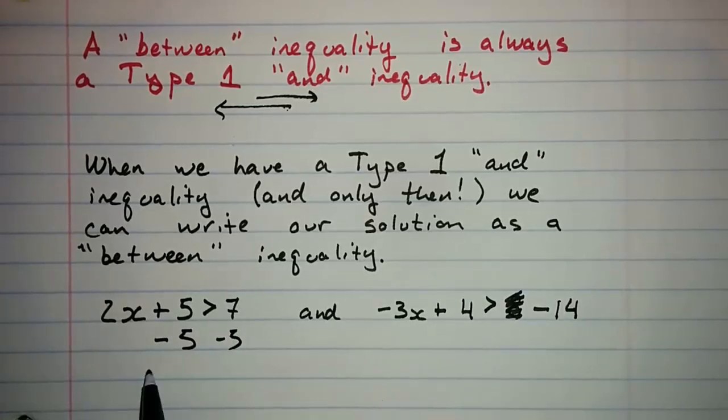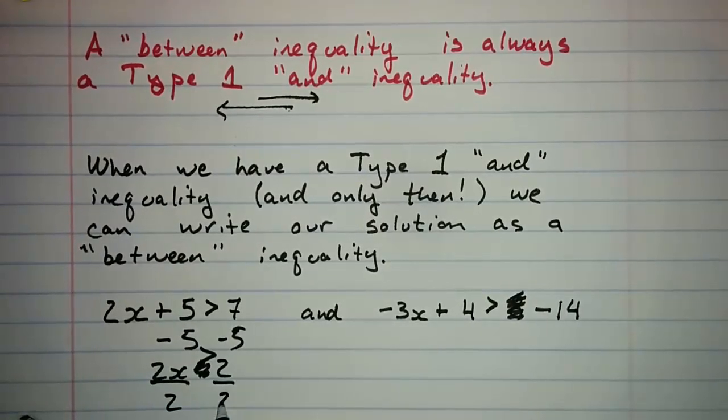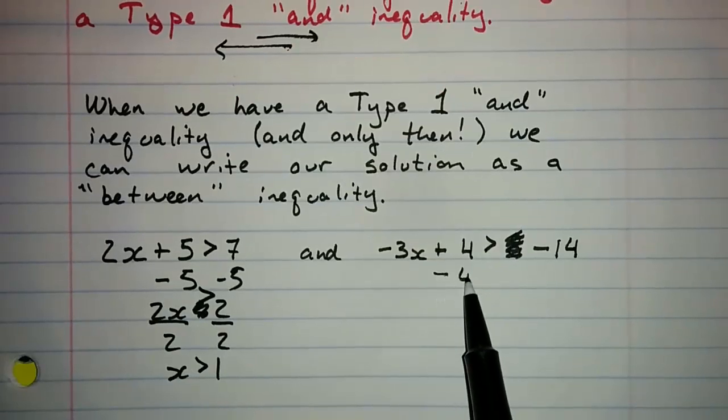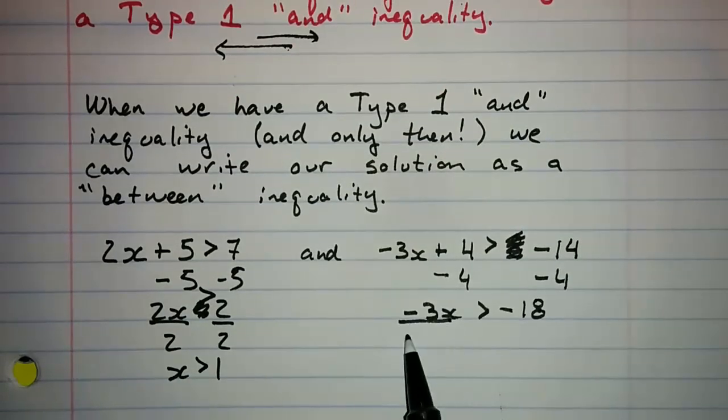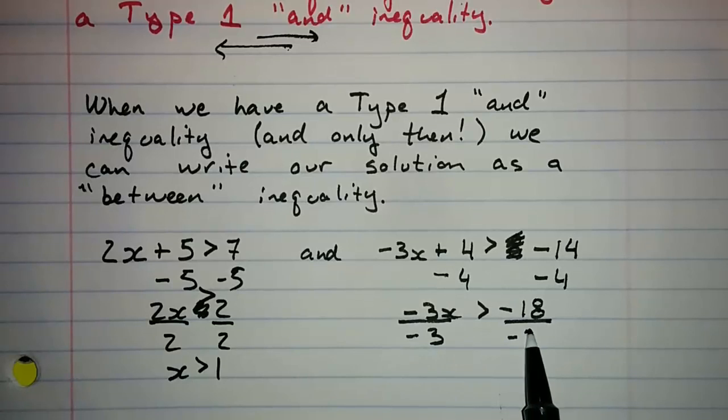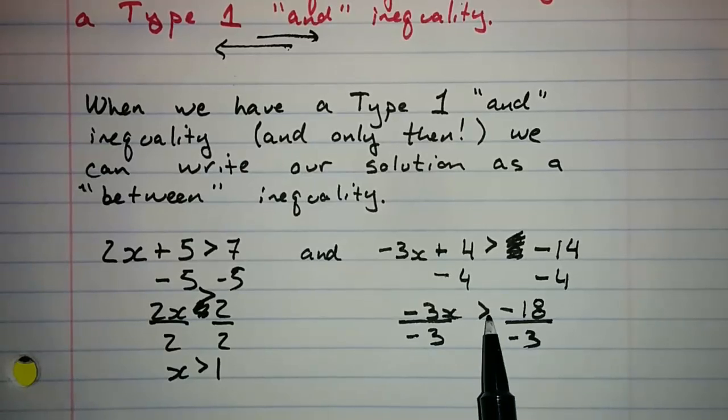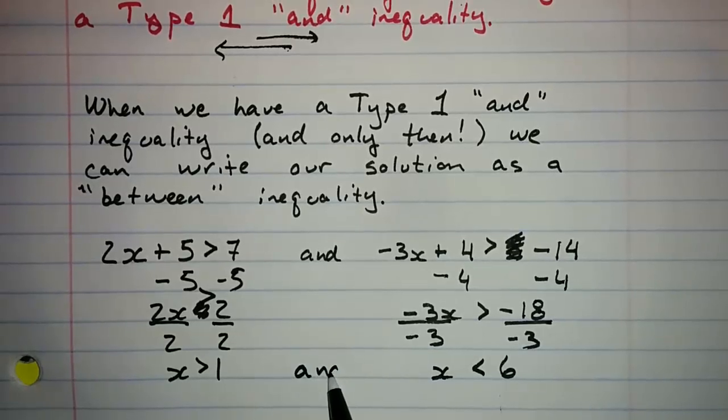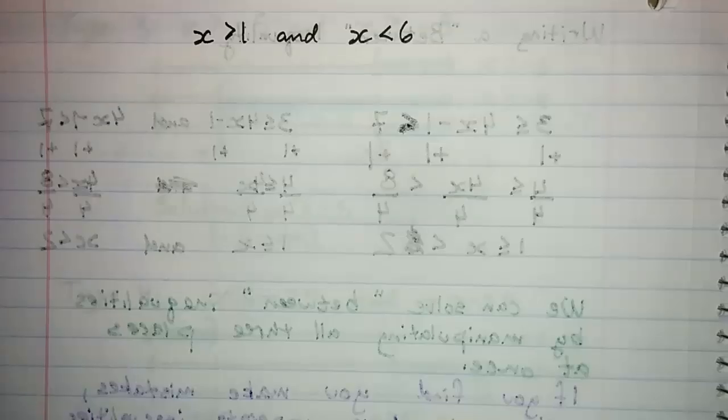Subtract 5, divide both sides by 2. Over here, subtract 4, divide both sides by -3. And when I do that, I need to flip the inequality. So I get x is greater than 1 and x is less than 6. Right, now we could draw the picture and confirm that this is a type 1 and inequality, but it is. How should we write this as a between inequality?